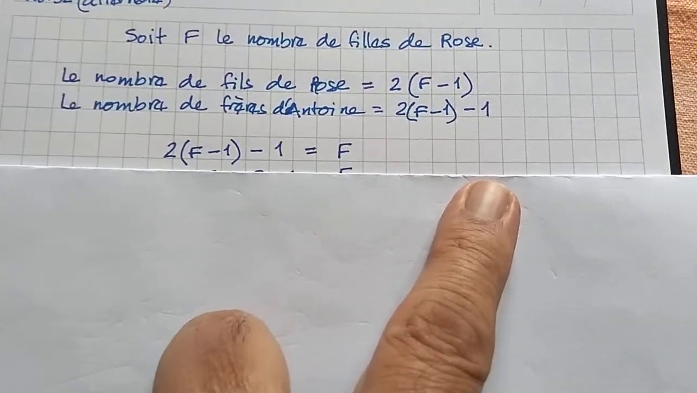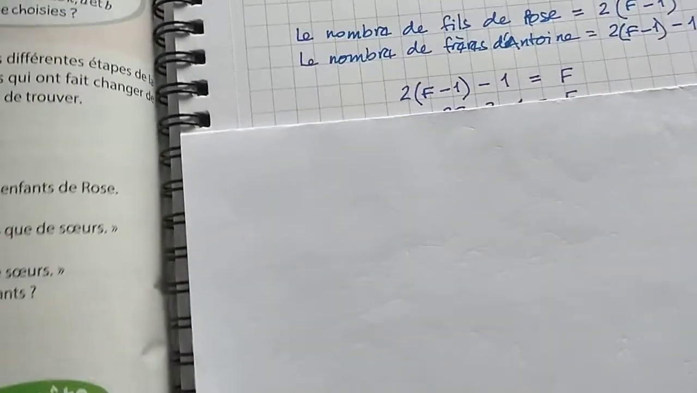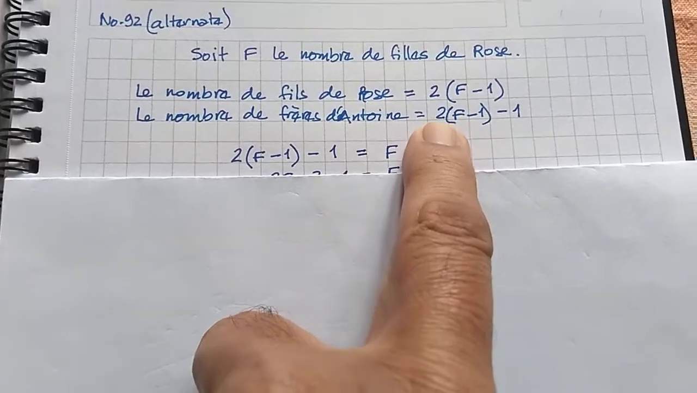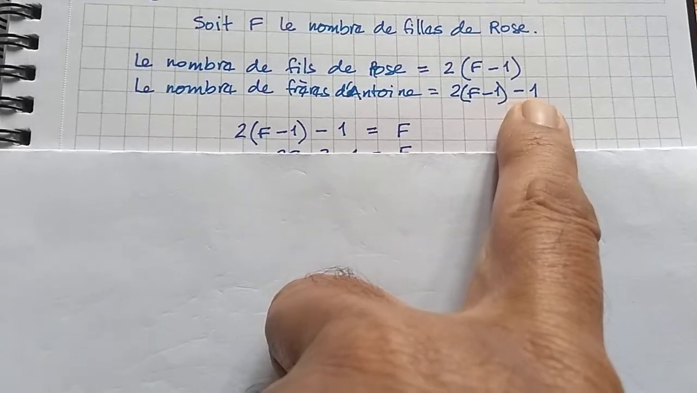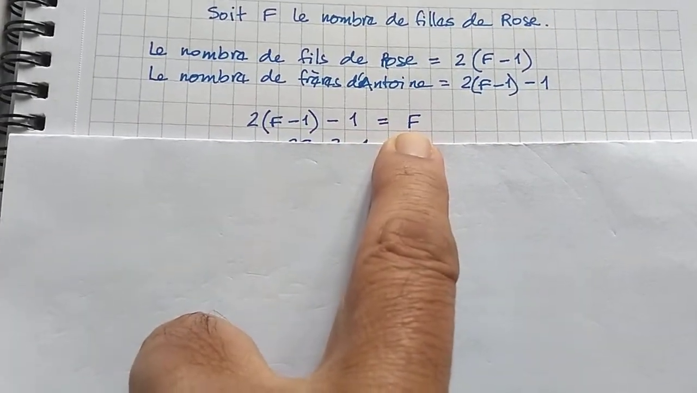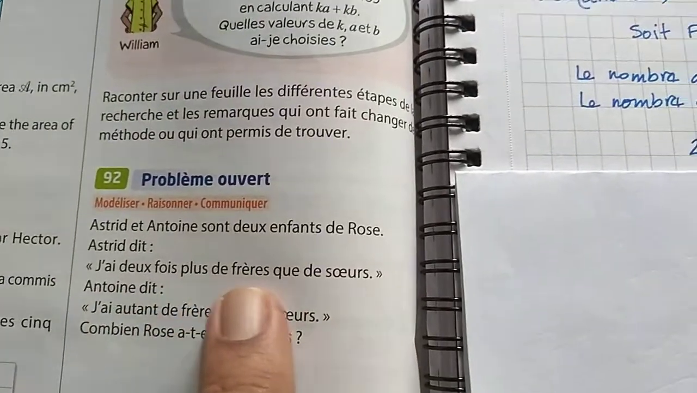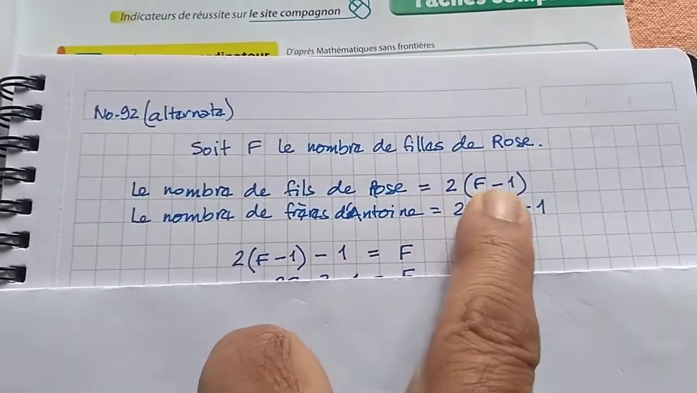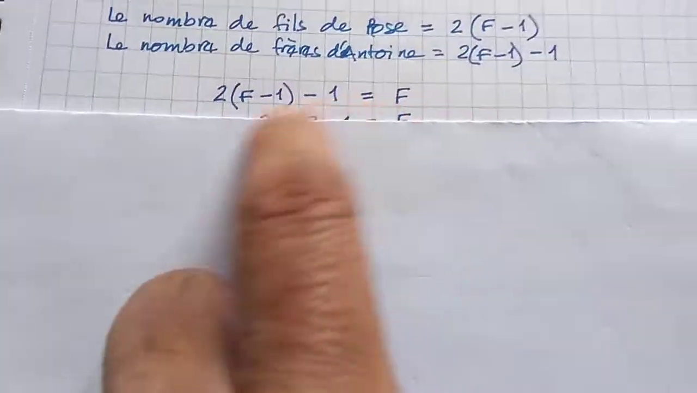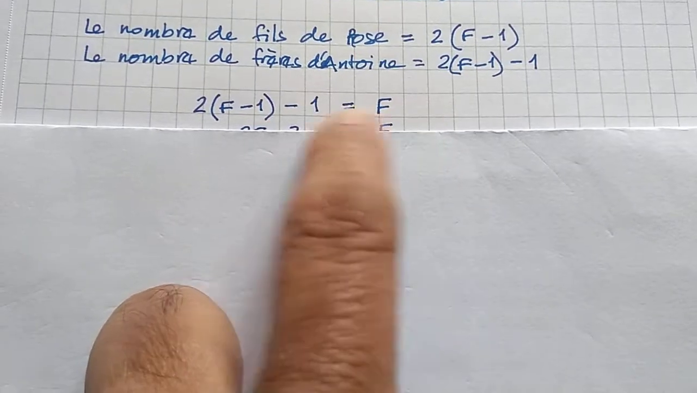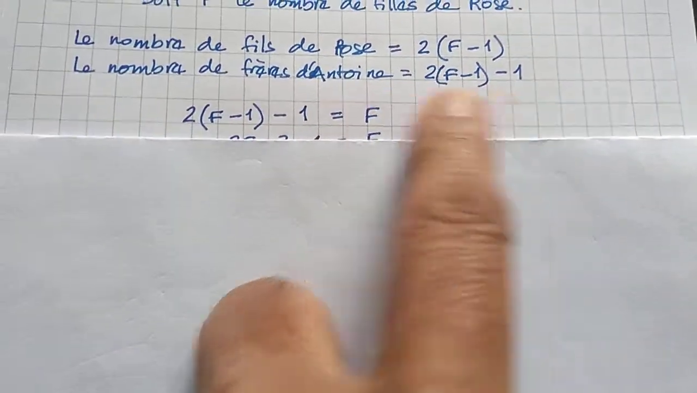Okay, now we say, j'ai autant de frères que de sœurs. So, sœur, he has f, frère, he has 2f moins 1 moins 1. So we get this one equation. From the first statement, j'ai 2 fois plus de frères que de sœurs, I got this, nombre de frères d'Antoine. From the last one, j'ai autant de frères que de sœurs, I got this. Because this is the number of sœurs and this is the number of frères.